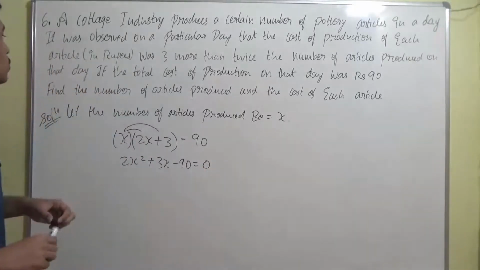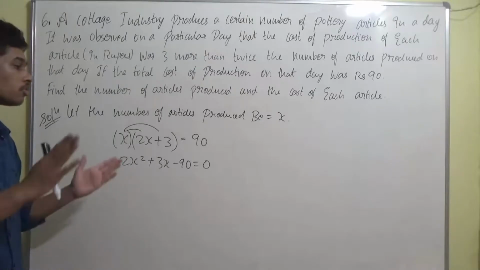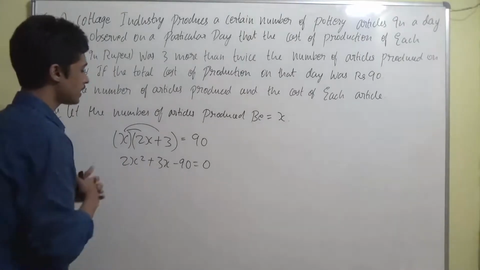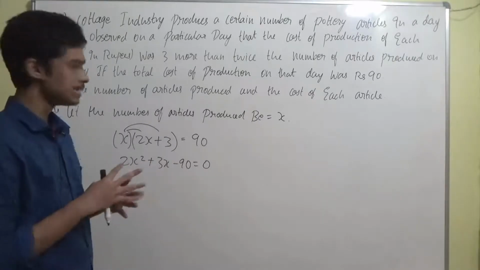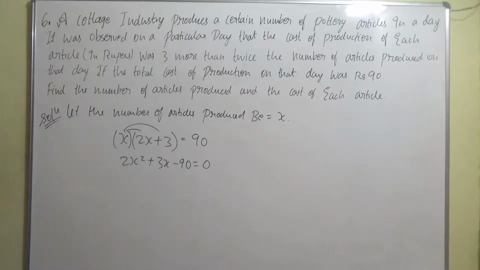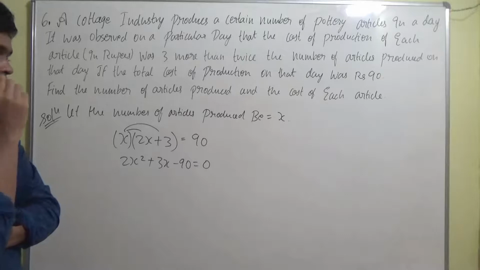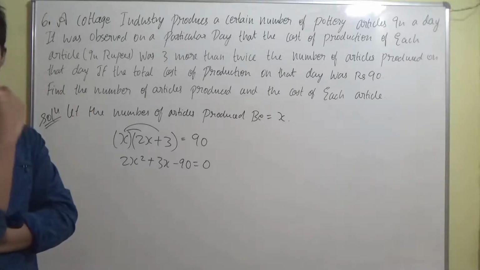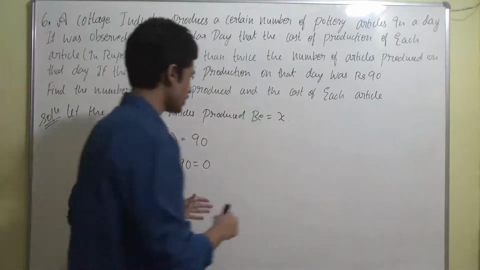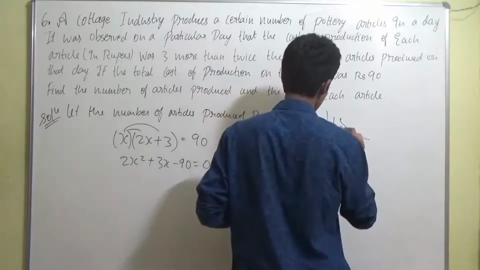Now guys, what we have to do is split the middle term in such a way that the multiplication gives us 180 and the difference is 3. So what would it be? 10 into 18 is 180, but the difference is not 3, correct? No. Okay guys, we'll do the factorization and find it. If you are not getting it, we'll do the factorization.